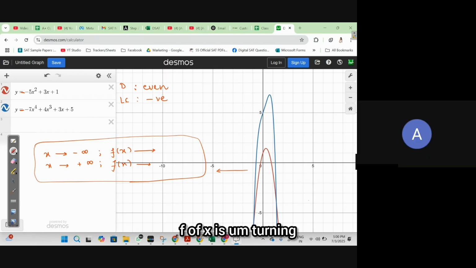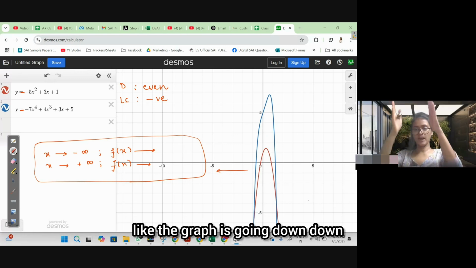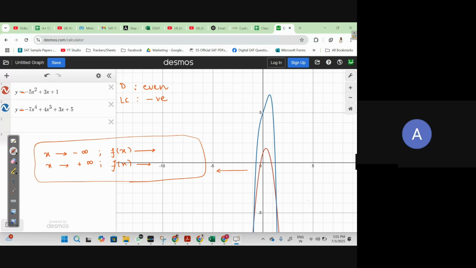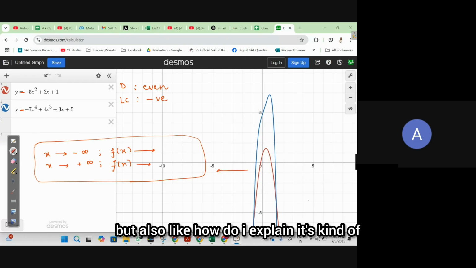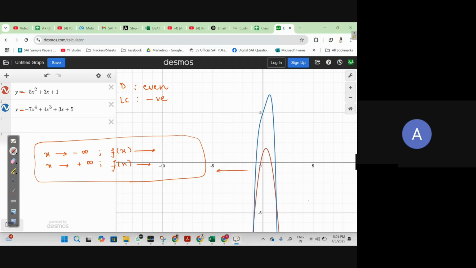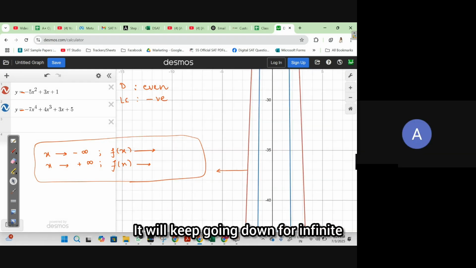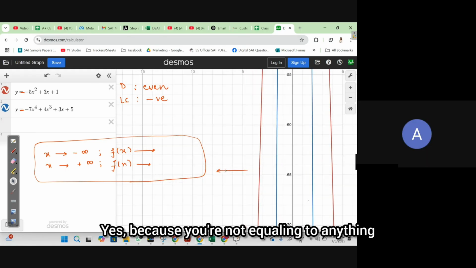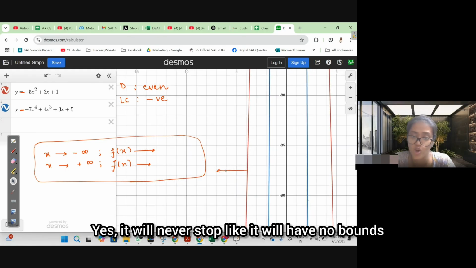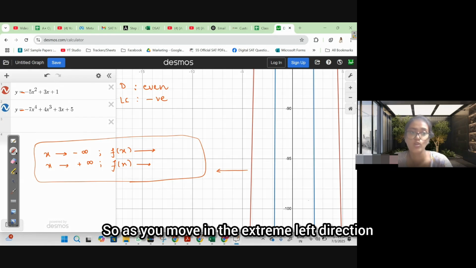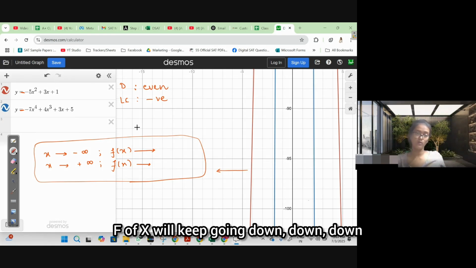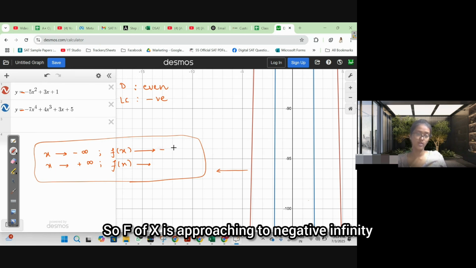F of x is turning. Like the graph is going down? Down, but also like, how do I explain? It is going down and it will keep going down forever. Infinite. Yes. Because you're not equaling to anything. Yes, and it will never stop. Like it will have no bounds. So as you move in the extreme left direction, f of x will keep going down, down, down. So f of x is approaching negative infinity.